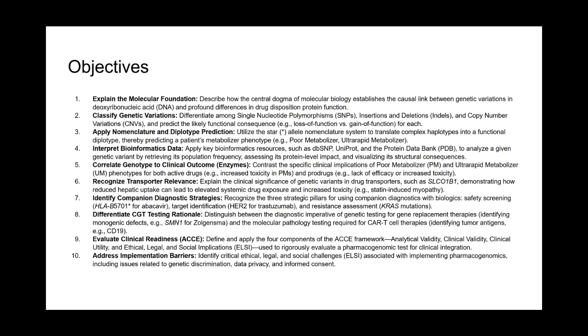Distinguishing between the rationale for different types of genetic testing is also significant. For gene replacement therapies aimed at correcting monogenic disorders, testing focuses on gene identification, such as detecting mutations in the survival motor neuron 1 gene in spinal muscular atrophy. In contrast, molecular pathology testing for chimeric antigen receptor T-cell therapies involves identifying tumor antigens like CD19.